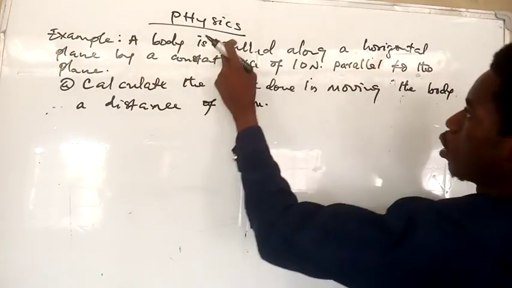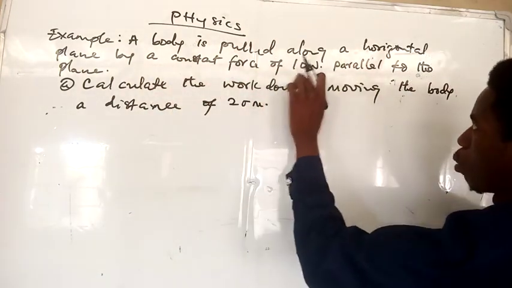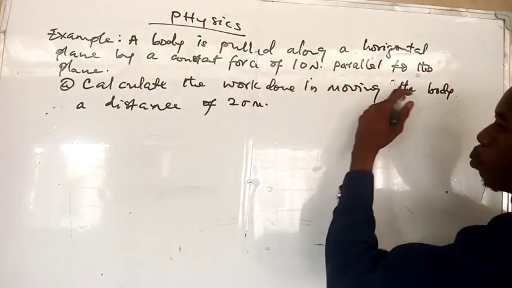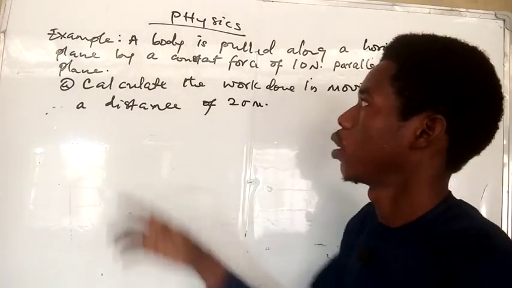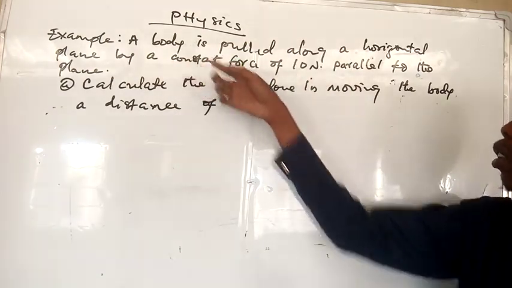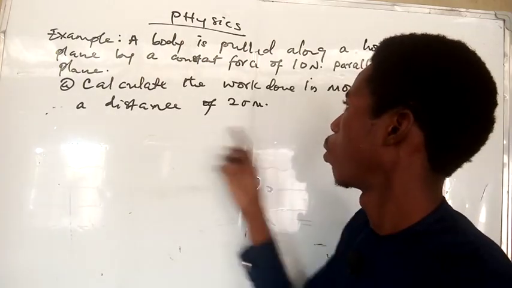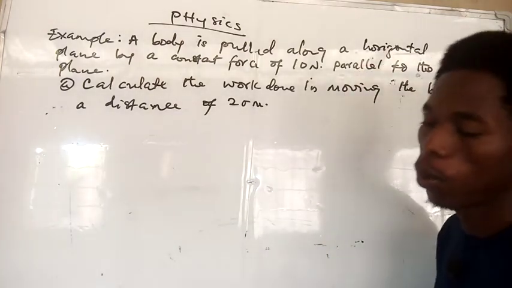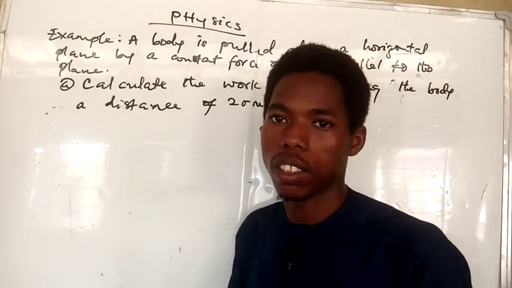Question din ya ce a body is pulled along a horizontal plane by a constant force of 10 Newton parallel to the plane. A. Calculate the work done in moving the body a distance of 20 meter. Wato question ne ce an yi pulling din body along a horizontal plane by a constant force na 10 Newton parallel to the plane. Calculate the work done in moving the body a distance of 20 meter, wanda aka yi moving din body din na distance na 20 meter.